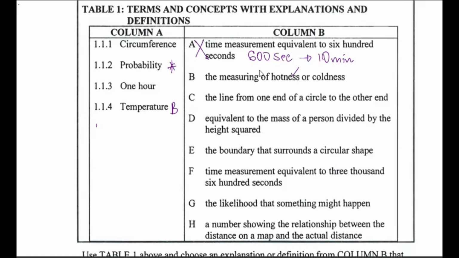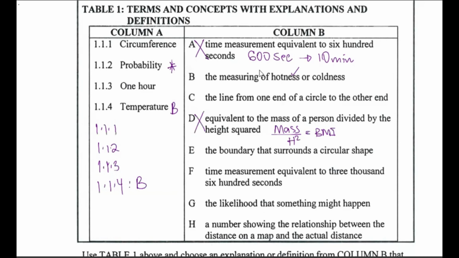So as you're answering, you're supposed to write 1.1.1, 1.1.2, 1.1.3, 1.1.4. So 1.1.4, it's B. There we go. An equivalent to the mass of a person divided by the height squared. Mass divided by height squared, this is the same as what? BMI. And we look at the scenario. This is not there, so this is gone.